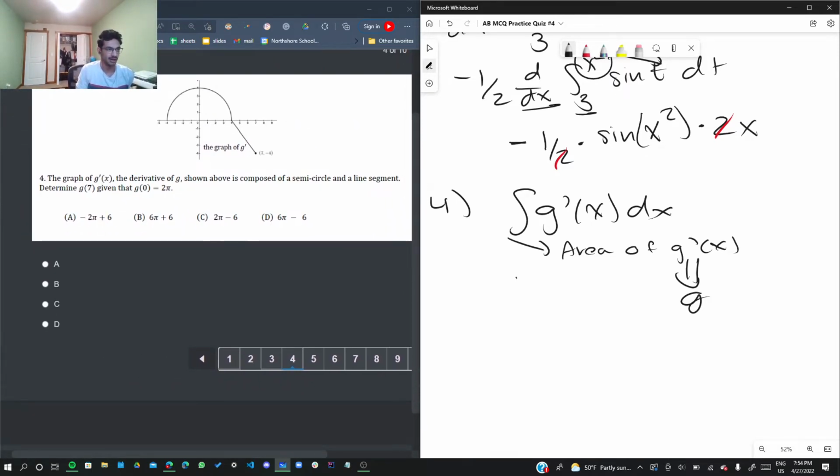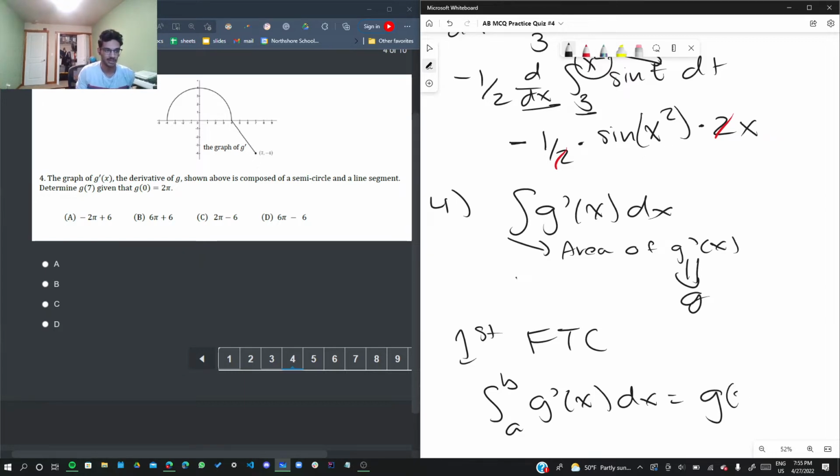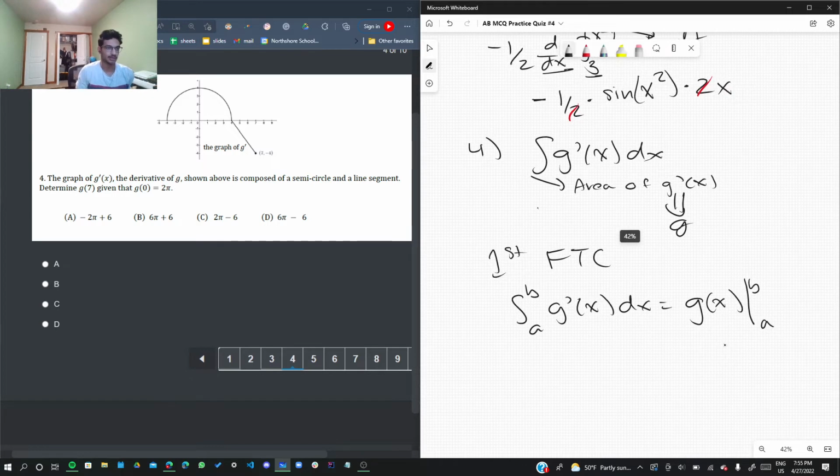So we take the area under g prime, and that would be our change in, you can say, position. This is the first fundamental theorem of calculus, actually. Let's say you have the integral from a to b of g prime of x dx. When you take the integral of g prime, that's going to be g, so it's g of x from a to b. So that's going to be g of b minus g of a.